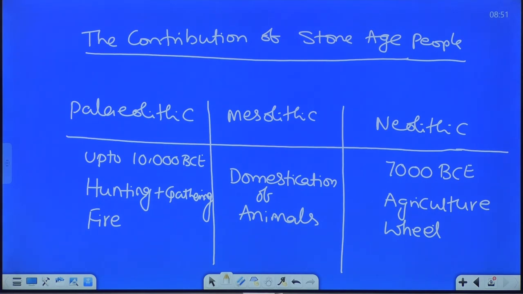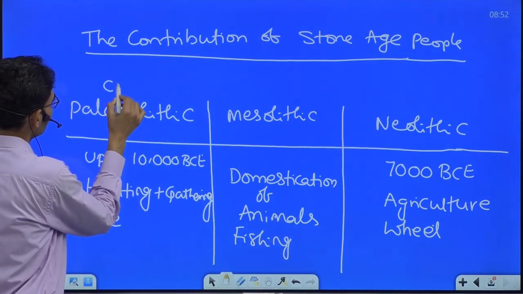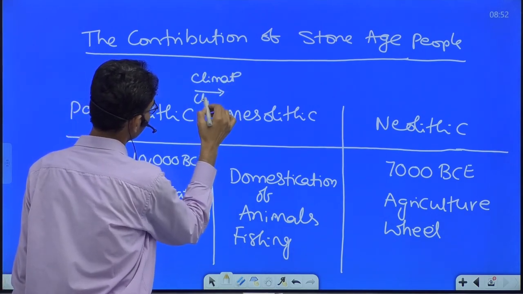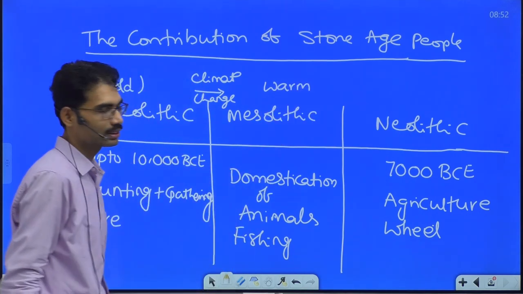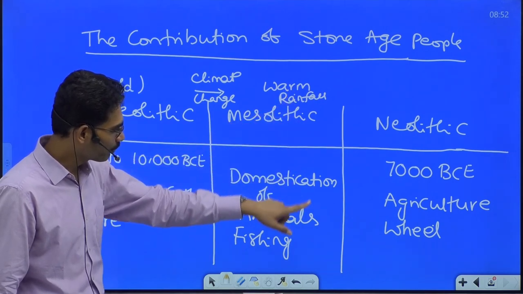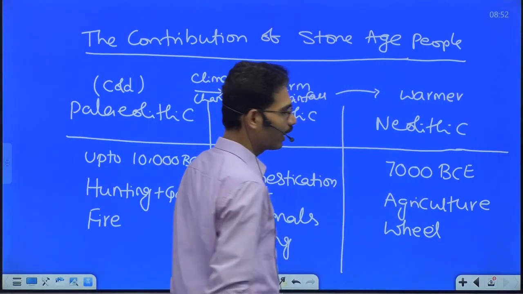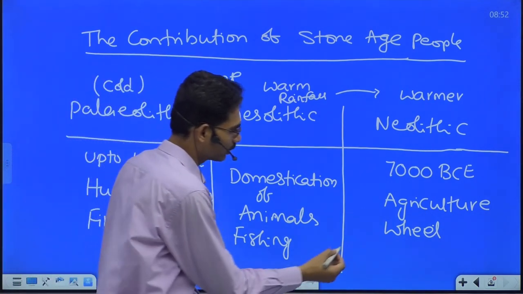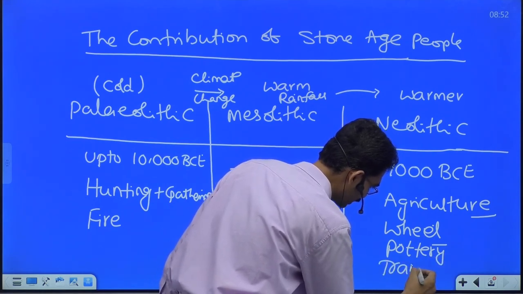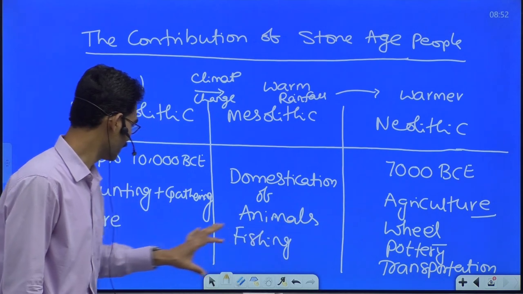In the Mesolithic stage, fishing activities became common. One reason is, this is a cold climate. Here, climate change, warm climate. Because of warmth, more rainfall. As a result, more lakes came, and people got one more subsistence pattern, fishing. And this became even warmer. Wild grains started growing, and people learned how to cultivate also. Agriculture emerged. Once the wheel came, pottery, transportation, village setup, everything emerged.